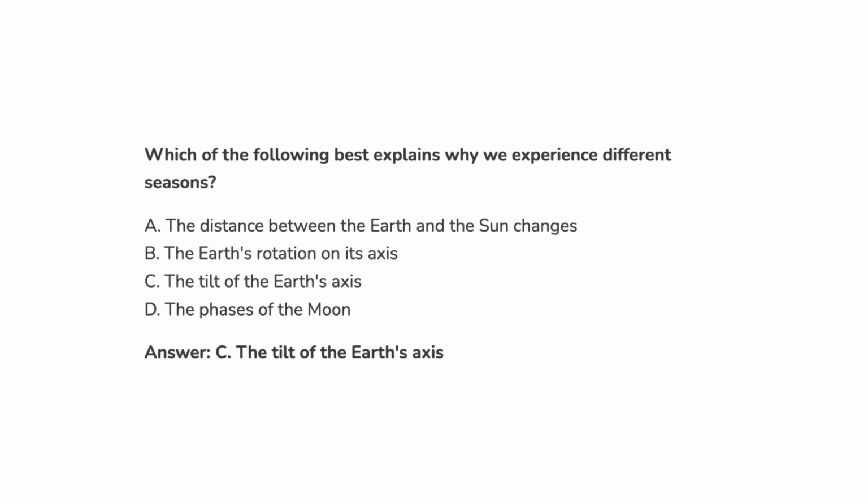Which of the following best explains why we experience different seasons? Answer C. The tilt of the Earth's axis. The tilt of the Earth's axis causes different parts of the Earth to receive varying amounts of sunlight throughout the year, resulting in different seasons.